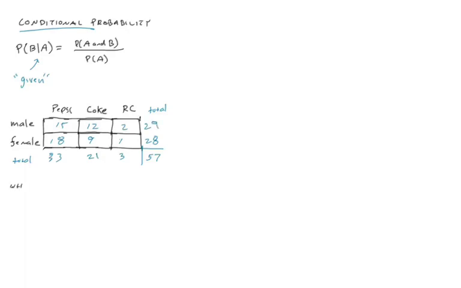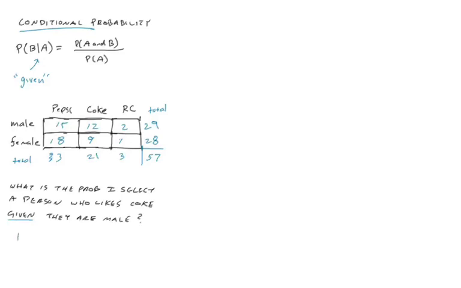Okay, so let's do a probability. What is the probability that I select a person who likes Coke here? A person who likes Coke, but we're going to say that there's a given part to it: given that they are male. So what is the probability I select a person who likes Coke given that they are male?